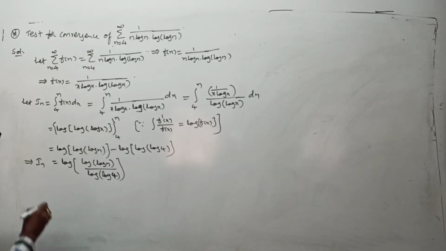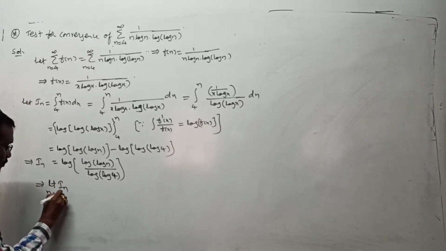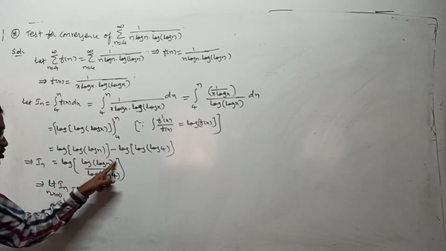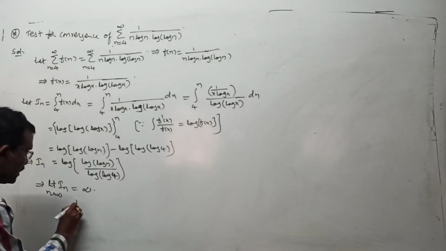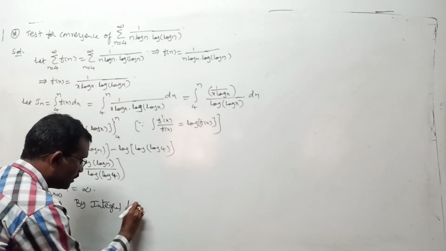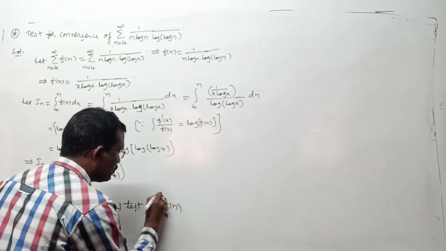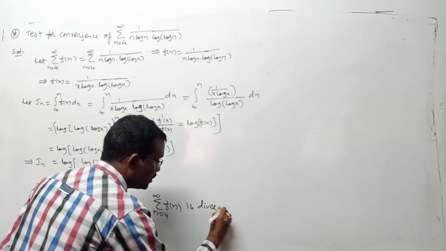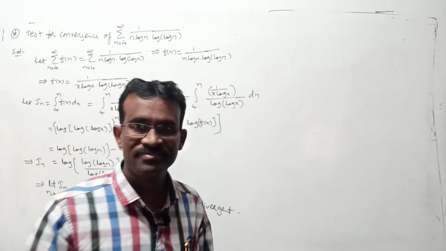Now let us take the limit of I_n as n tends to infinity. As n tends to infinity, log n tends to infinity, so this total thing tends to infinity, so this total thing also is what? Tending to infinity. By integral test, sigma f of n from n equal to 4 to infinity is divergent. Your series is what? Divergent series. This is one new question, right?